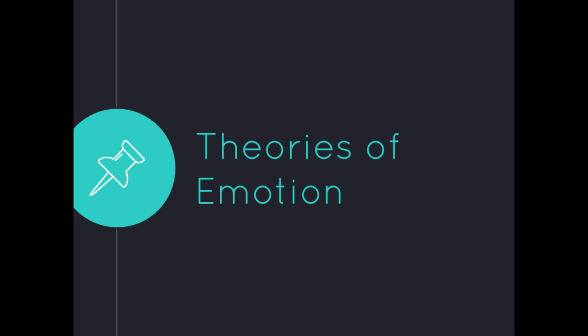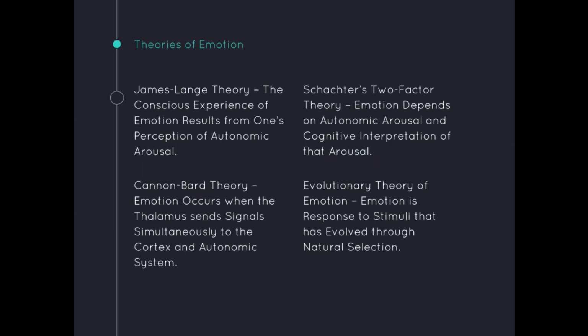Theories of emotion. In the James-Lange theory, the conscious experience of emotion results from one's perception of autonomic arousal. In the Cannon-Bard theory, emotion occurs when the thalamus sends signals simultaneously to the cortex and the autonomic nervous system. In Schachter's two-factor theory, emotion depends on autonomic arousal and cognitive interpretation of that arousal. In the evolutionary theory of emotion, emotion is a response to stimuli that evolved through natural selection.